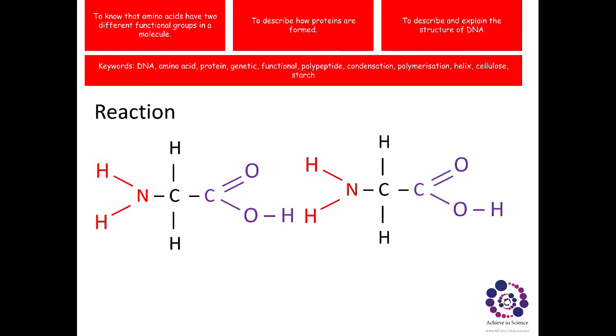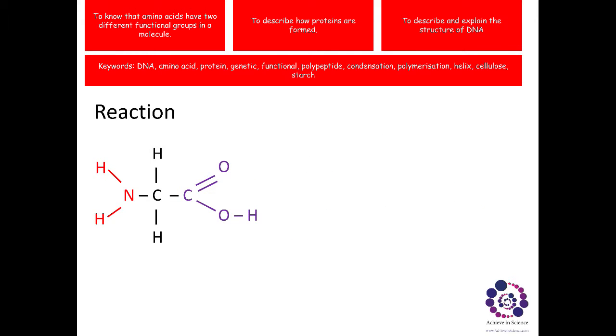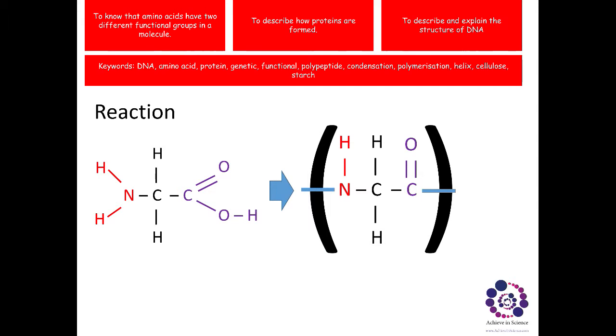Here you can see the reaction between two monomers, two amino acids. Here you can see where water can be formed and the bond can be made. Water is made up of H2O, so two hydrogen atoms and an oxygen atom. The reaction therefore can be summarized as the monomer produces the polymer.